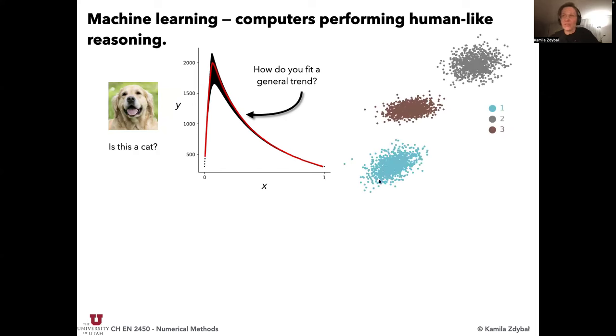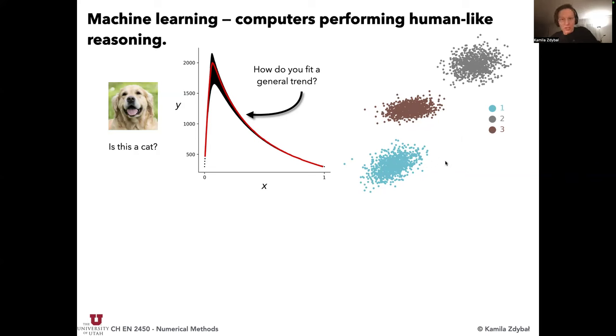Or for example, if I give you a two-dimensional data set that has these three distinct clusters. So I have my data points and on a two-dimensional plane, they land in these three distinct groups. Then for you as a human, it's very easy to see those three distinct clusters, the pattern in that data.